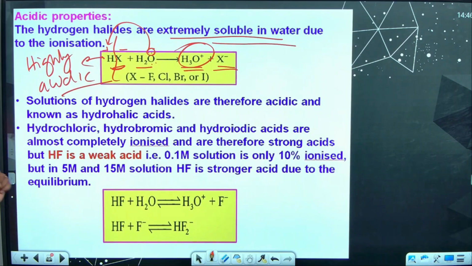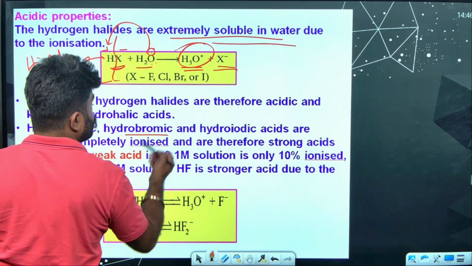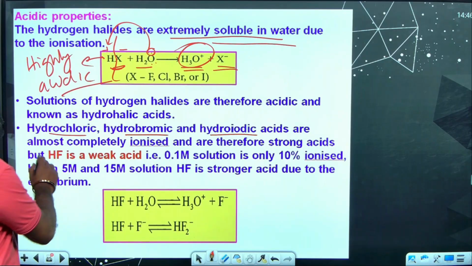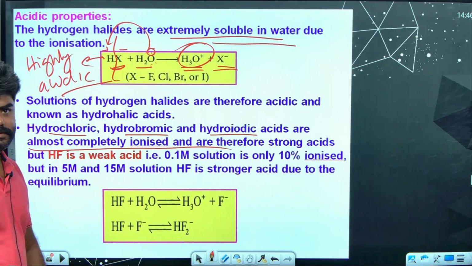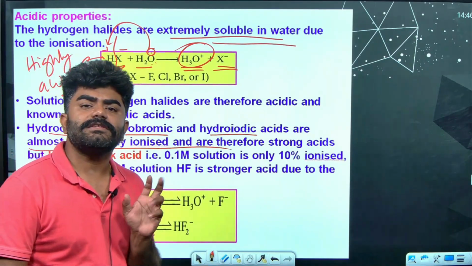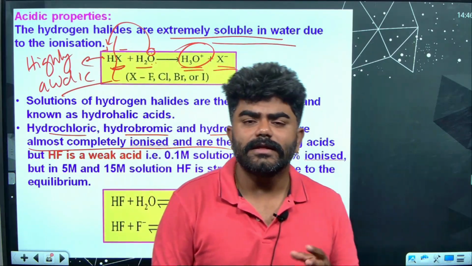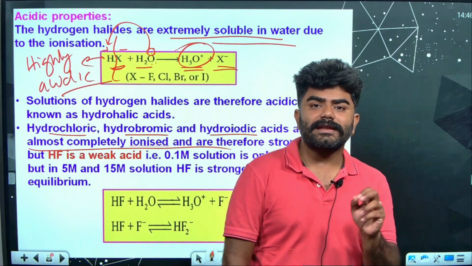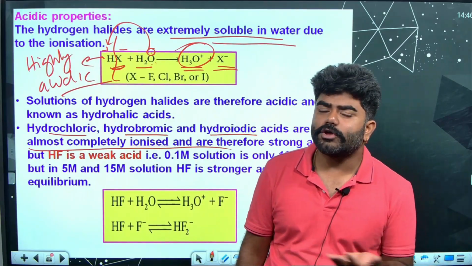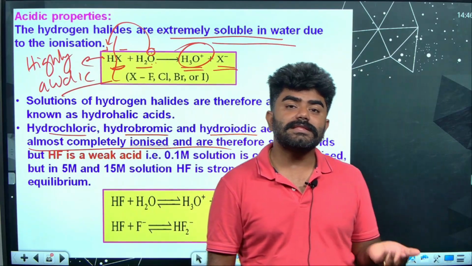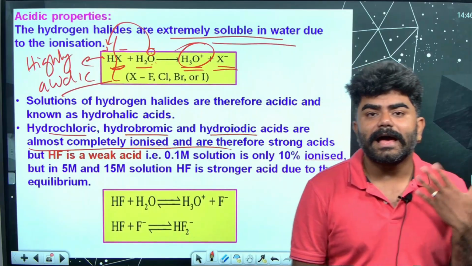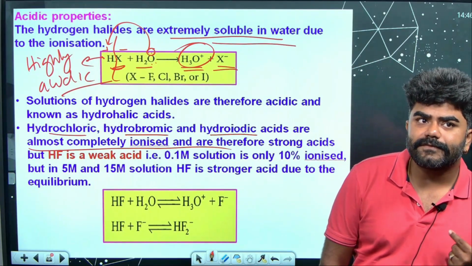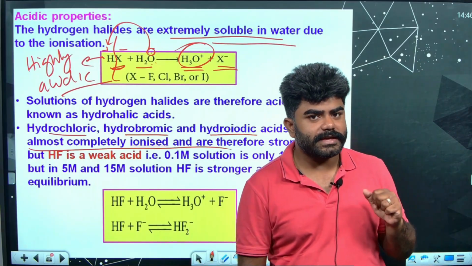If you consider hydrochloric acid or hydrobromic acid or even hydroiodic acid, you see that they are almost completely ionized. அதனால தான் அதுக்கு பேர் strong acid அப்படின்னு சொல்கிறோம், because they are almost completely ionized. But on the other hand, if you take HF of 0.1 molar concentration, you see that HF does not ionize as much as HCl or HBr or HI. HF, hence it is called a weak acid.